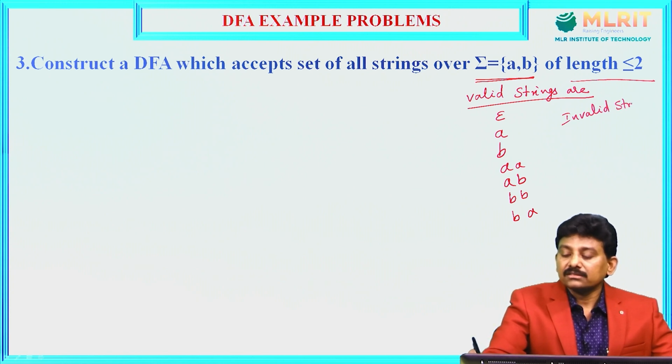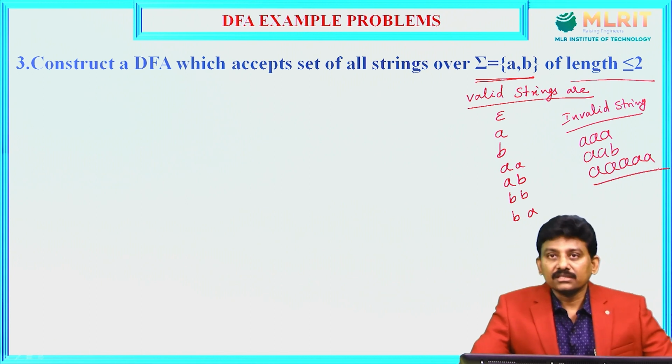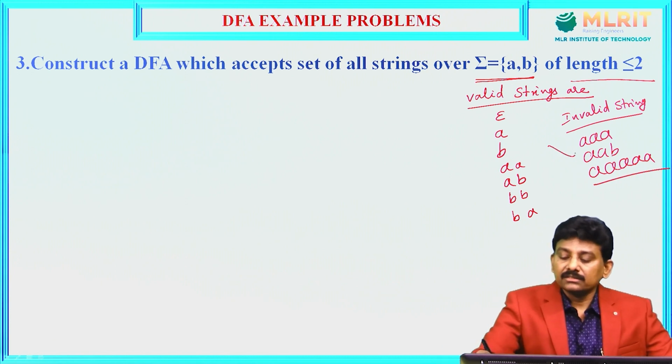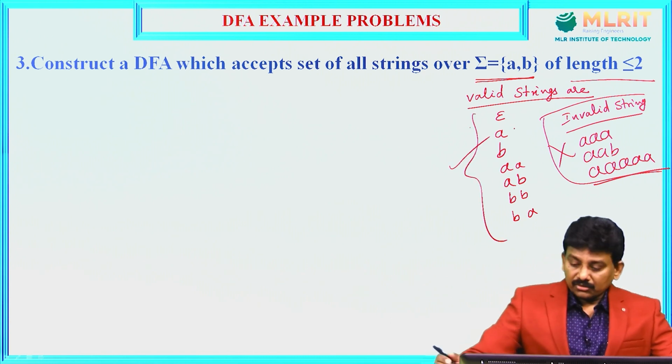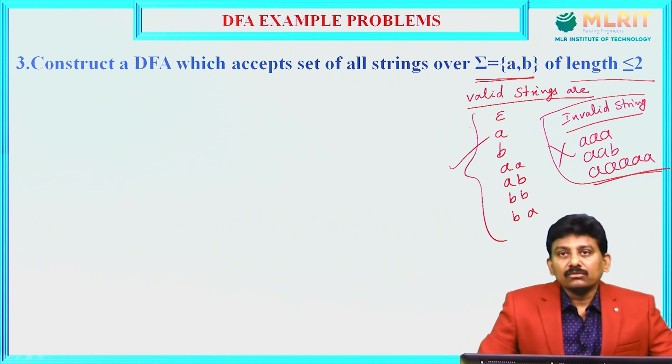Invalid strings are AAA, AAB, any string whose length is greater than 2 is invalid. These are invalid, these are valid. So, here epsilon is also a valid string.